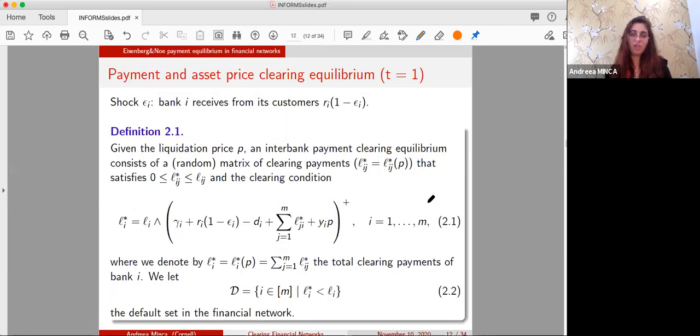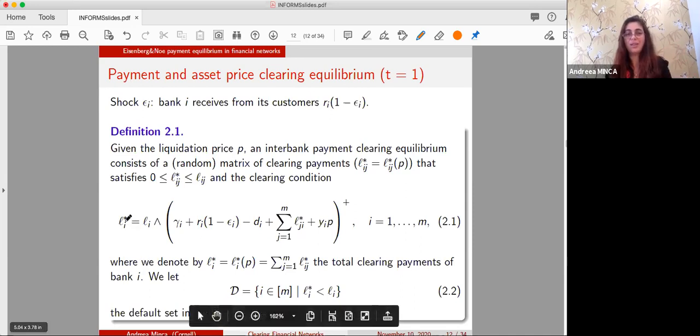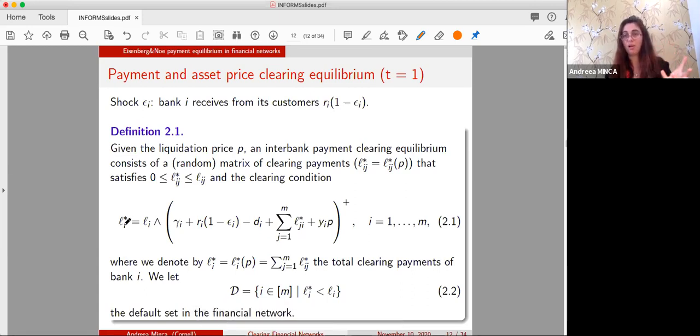The mathematical definition of an equilibrium in the Eisenberg-Noe is as follows. We start with a shock epsilon I, and we assume that bank I receives from its customers not its entire due receivables, but there will be this shock epsilon I. So then L_i star is going to be the equilibrium payment: what the bank is able to pay, taking into account that it may not receive its own due receivables in full.